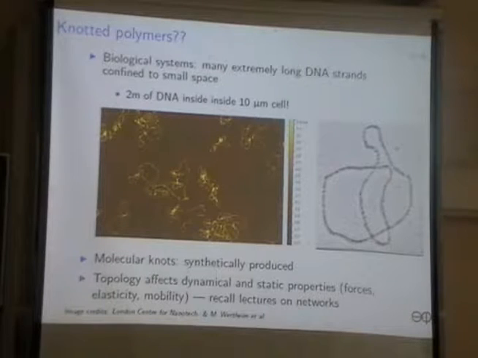For us, the relevant thing is that if you have a polymer system in which you have a knot, then this topology affects the dynamical and static properties of this polymer system. So Christian discussed in his lectures how, for instance, elastic properties or forces of networks are affected by the fact that you induce a permanent freezing of the topology with cross-linkers. The same thing holds for polymer knots as well. So that's what I'll be discussing a bit later today.